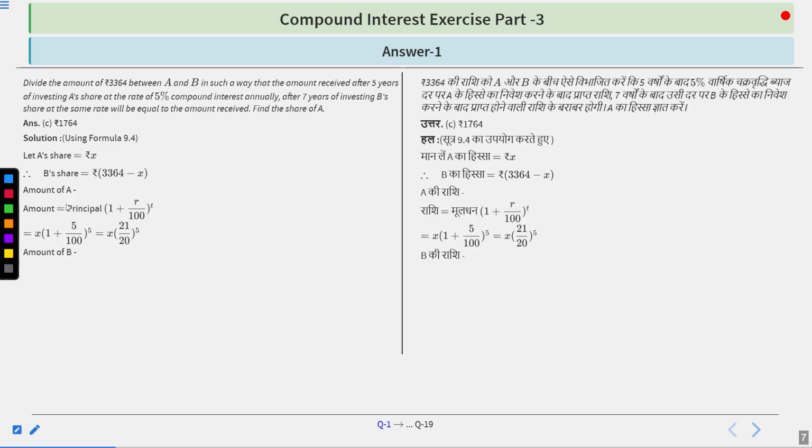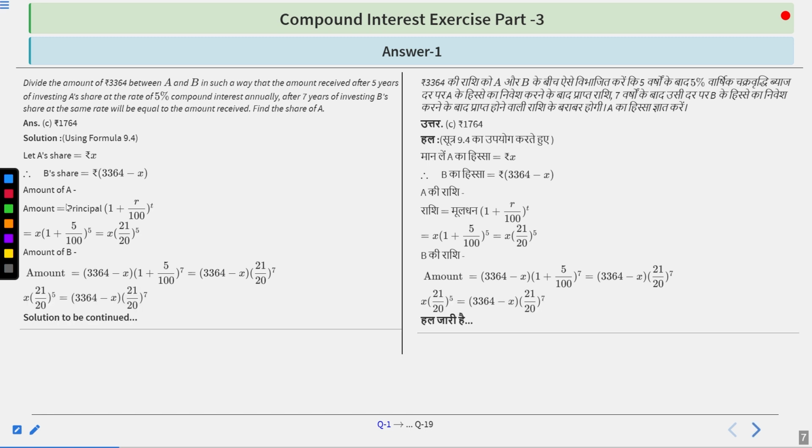Then we have the amount of B, that is equal to (3364 minus x) into (1 plus 5 upon 100) raised to power 7, because the principal for B is 3364 minus x, the rate is the same, that is 5%, but the time period is 7 years. That becomes equal to (3364 minus x) into (21 upon 20) raised to power 7. Therefore x into (21 upon 20) raised to power 5 should be equal to (3364 minus x) into (21 upon 20) raised to power 7.